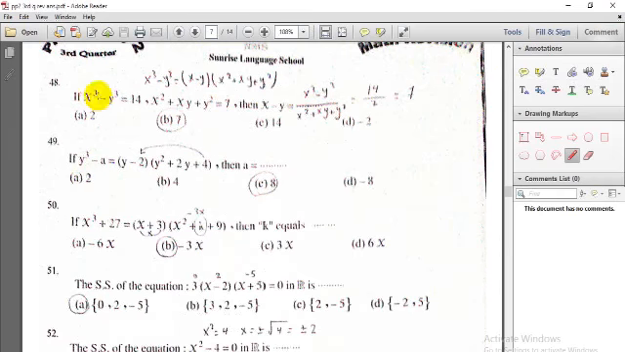Here I have x power 3 minus y power 3. It's number 48. Do you remember the rule? Let's write it up here. x power 3 minus y power 3 equals what? A small bracket and a big bracket, because I have power 3.